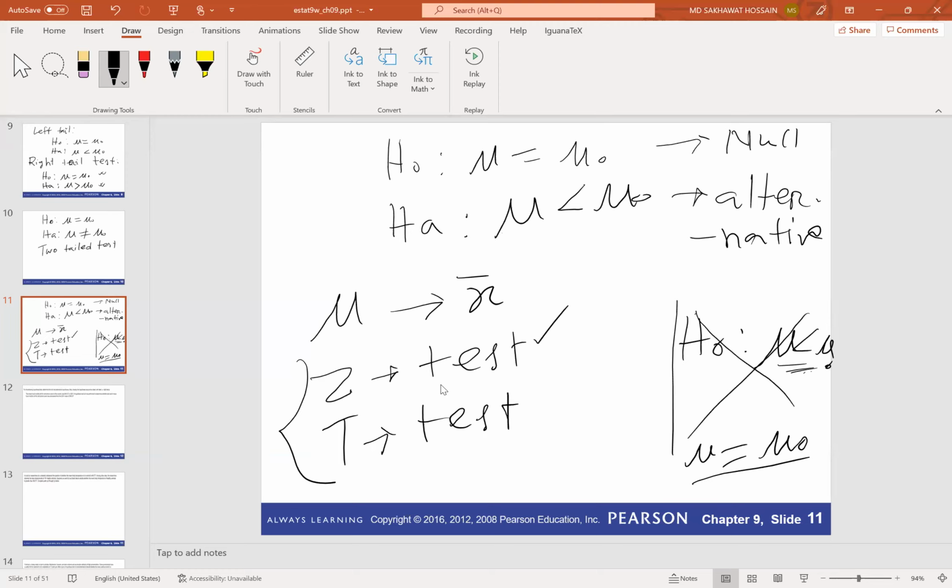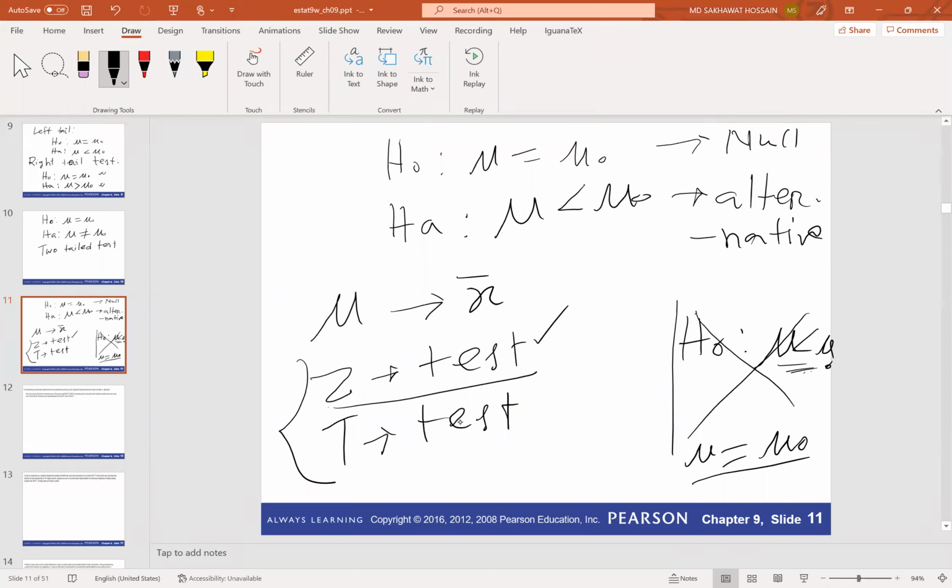Basically, the hypothesis test and the confidence interval will give us the same results. Same results means exactly the same inference about the parameters from the hypothesis test and the confidence interval. Okay, I'll talk about this later.